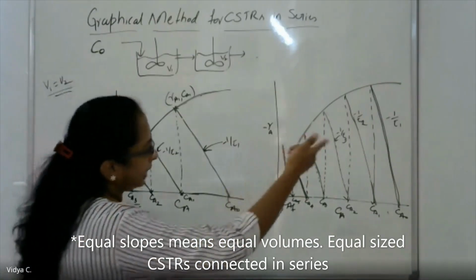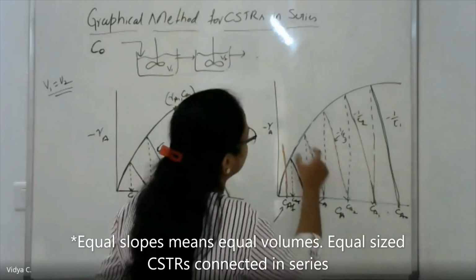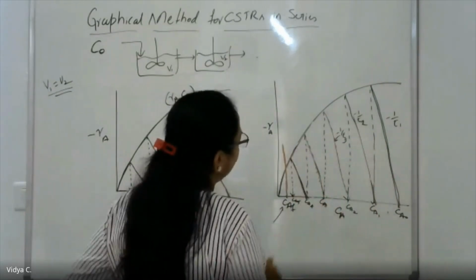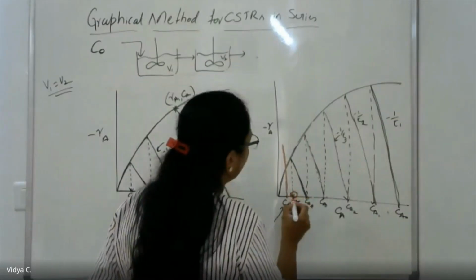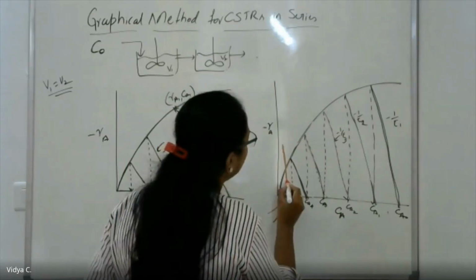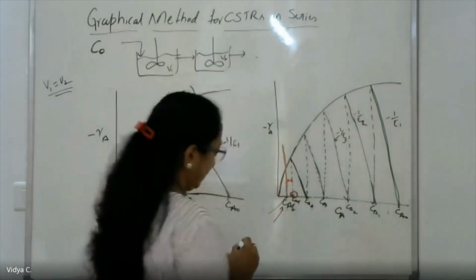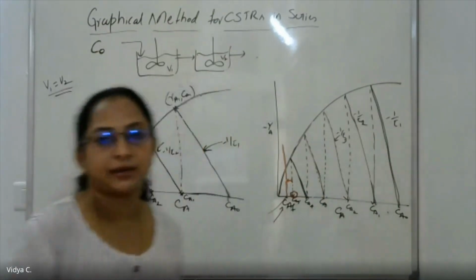When I'm trying to do that, I found that if I'm connecting equal size CSTRs, the final conversion remains somewhere here, but the requirement is here. CAF is here. So what should I do for this? In these cases, they'll go for different size reactors.